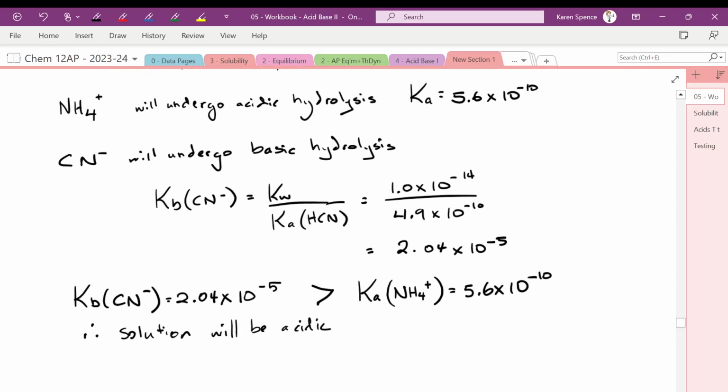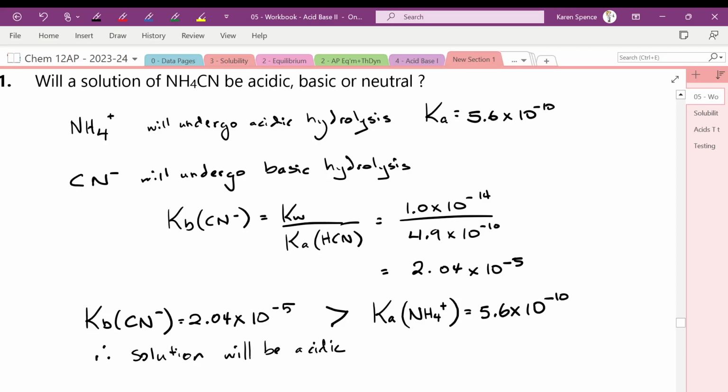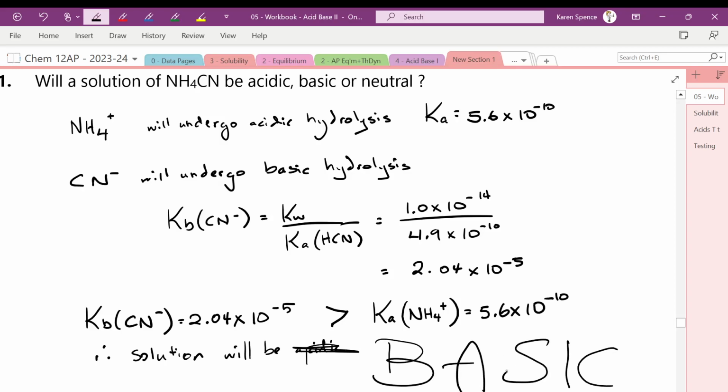Is that what you guys got? Ka 5.6 times 10 to the negative 10 for NH4 plus. Did I do it wrong? That's a happy face. Okay. Sorry about that, that was just me being stupid.